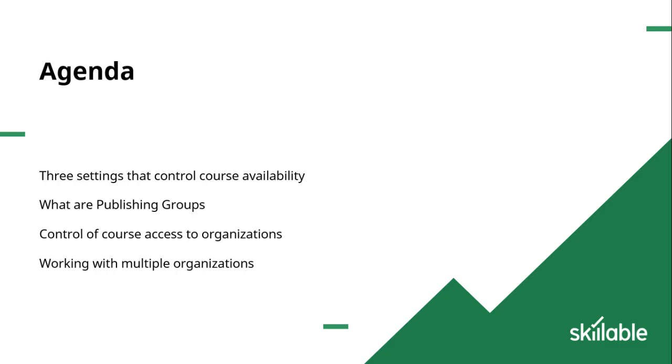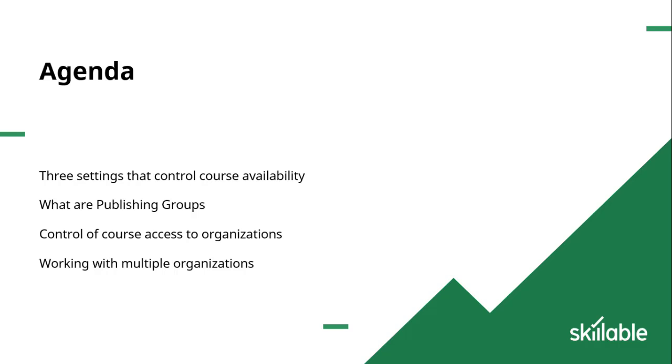Then we're going to talk about what publishing groups are, how to control course access for organizations, so which organization has access to which course. And then some troubleshooting items that we're going to talk about have to do with working with multiple organizations and when you're getting things like access denied.